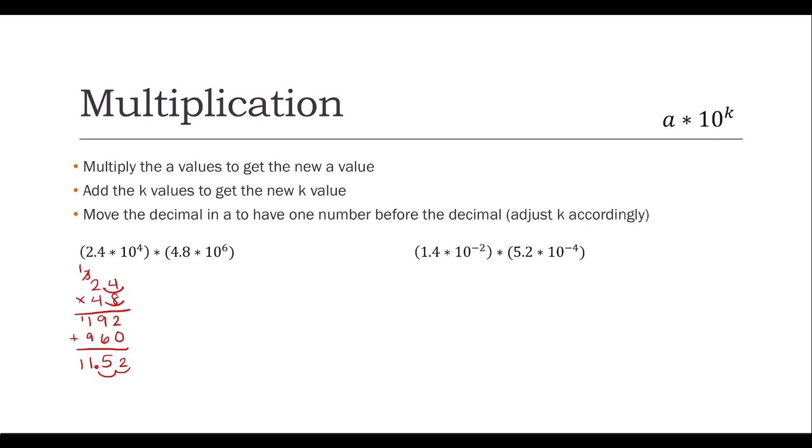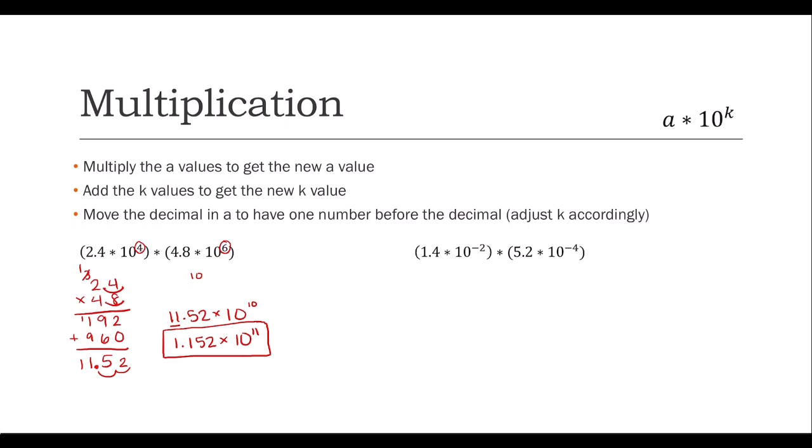So we have 11.52. Then the second step is to add the k values to get the new k value. So we'll do 4 plus 6. So our new k value is going to be 10. So we get 11.52 times 10 to the 10th. And then we have two numbers before the decimal, so we're going to need to move the decimal to the left one. 1.152 times 10. Since we moved it to the left one, we're going to add one more to the exponent here. And that would be our final answer here.